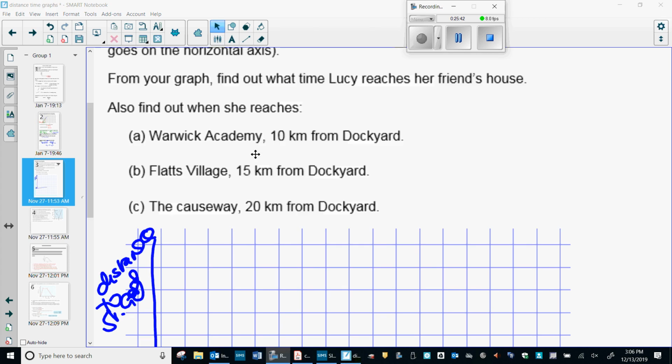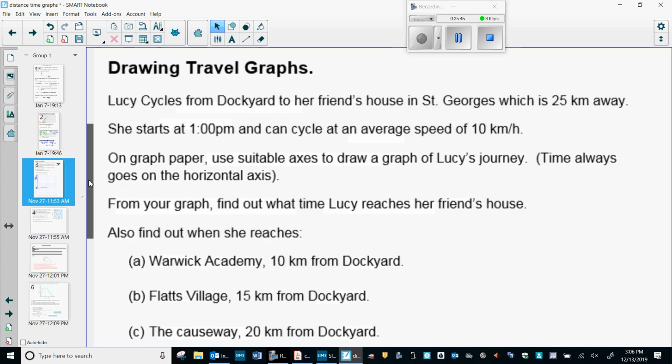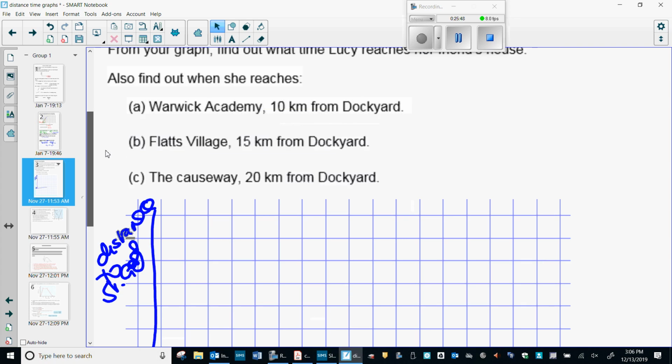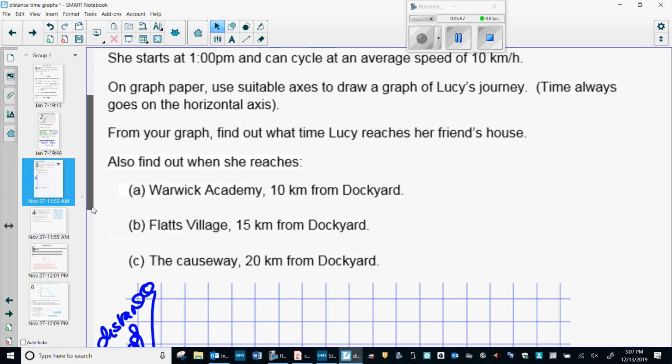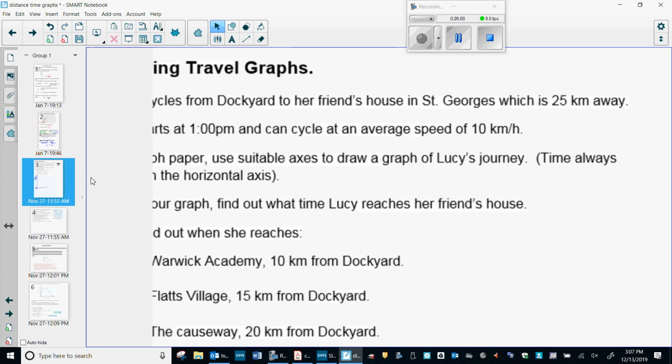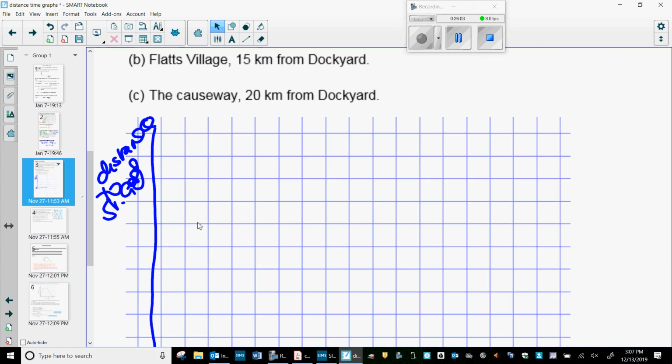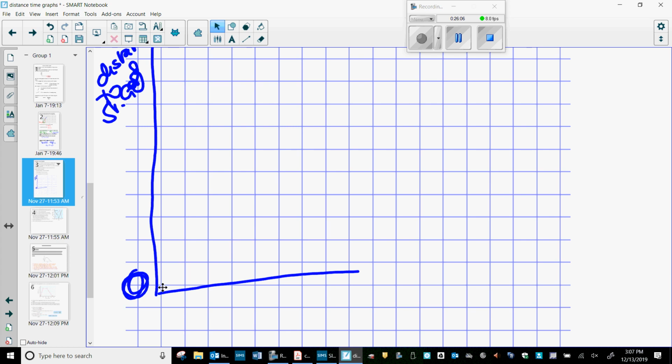So you need to have 2.5 hours worth on the bottom here. Once you've decided on your scale, which has taken some of you an hour, you then have a look at the information. It says that she's traveling 25 kilometers at 10 kilometers per hour. So on your graph, you start here at 0, you find 1 hour and 10 kilometers and put a cross. And then you could find another hour and another 10 kilometers and put another cross, then join them up and extend your line.